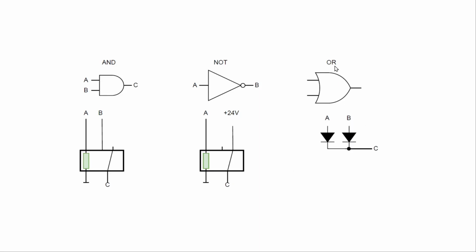I used diodes for the OR gate because it's much easier and cheaper. And an OR gate is if one of the two inputs is active, the output is active. And this is done here. And we need diodes because if we only connect the A and B without diodes, then a current could flow in this direction, and we don't want that.